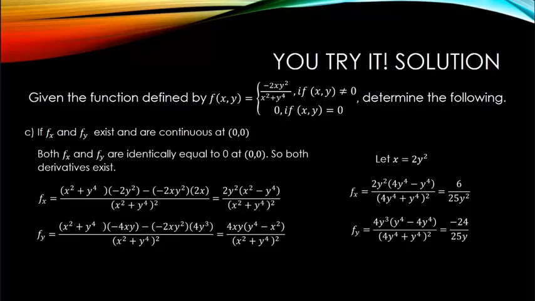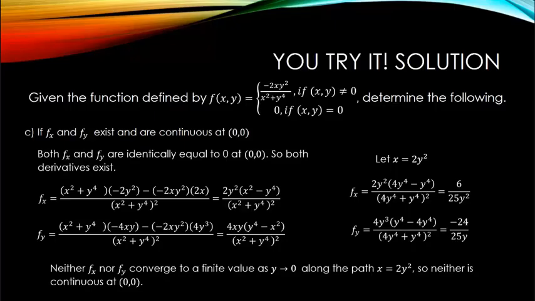In both cases, I have a y that appears in the denominator. As y approaches 0, my rational expression is going to get larger and larger. This means that as y approaches 0, neither fx nor fy will converge to a finite value, so that neither function will be continuous at 0, 0. This is how differentiability applies to partial derivatives. Be sure and let me know if you have any questions.